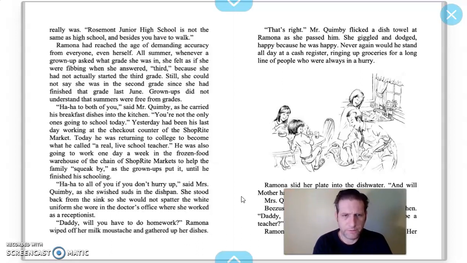"Ha ha to both of you," said Mr. Quimby as he carried his breakfast dishes into the kitchen. "You're not the only ones going to school today." Yesterday had been his last day working at the checkout counter of the ShopRite Market. Today, he was returning to college to become what he called a real-life school teacher. He was also going to work one day a week in the frozen food warehouse of the chain of ShopRite Markets to help the family squeak by, as the grown-ups put it, until he finished his schooling.